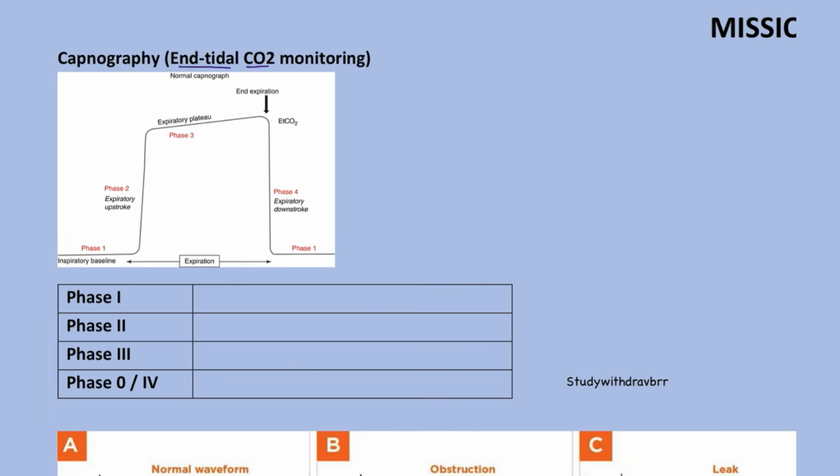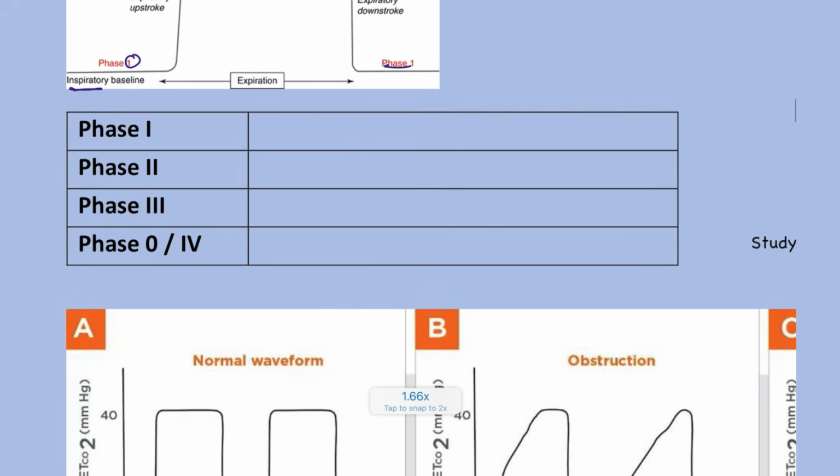So there are different phases. This is phase 1, and this is phase 2, phase 3, phase 4, and again phase 1. Phase 1 is the baseline, because this is for the inspiratory, and the baseline is not going to be touched. That is the first point that you have to remember. And what are these different phases? As I said, phase 1 is for the inspiration. Phase 2 is for the expiration.